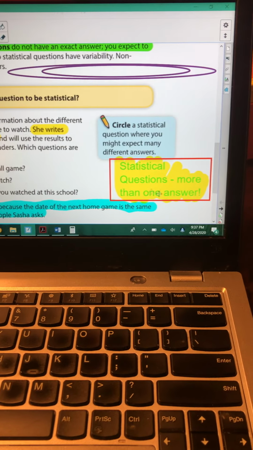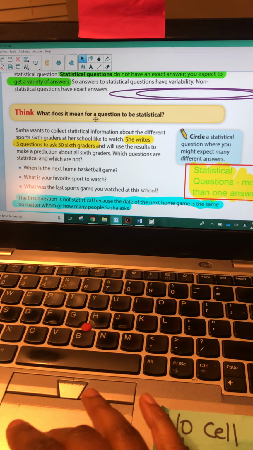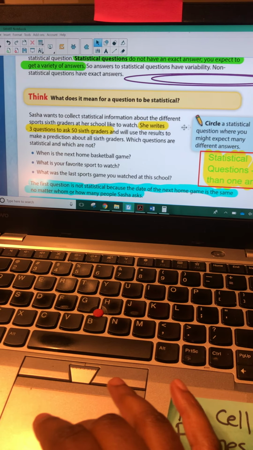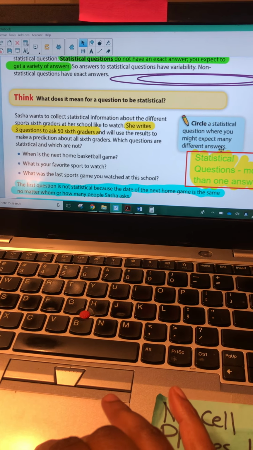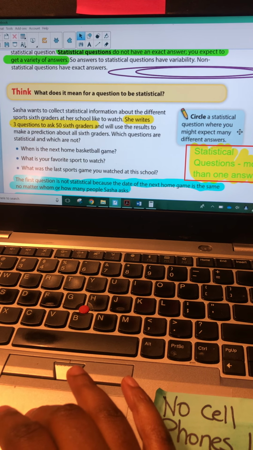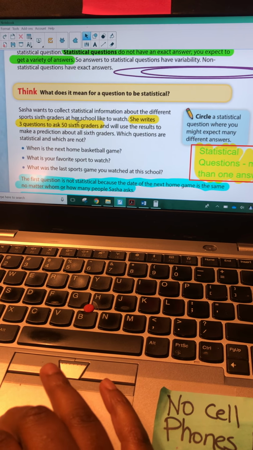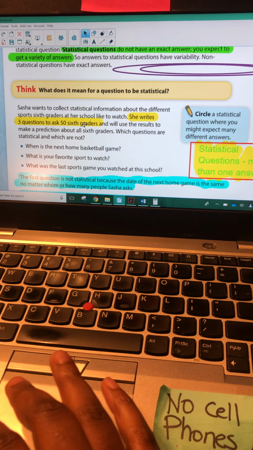Okay. All right. So here is the think section. It says, what does it mean for a question to be statistical? And we have an example here, and over on our right, it says circle a statistical question where you might expect many different answers. So that's what we're going to do after we read this example.